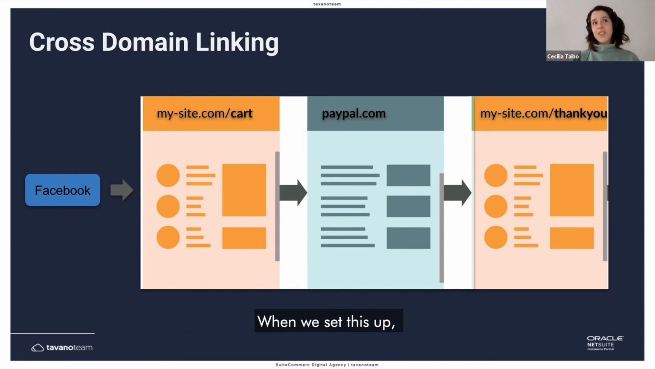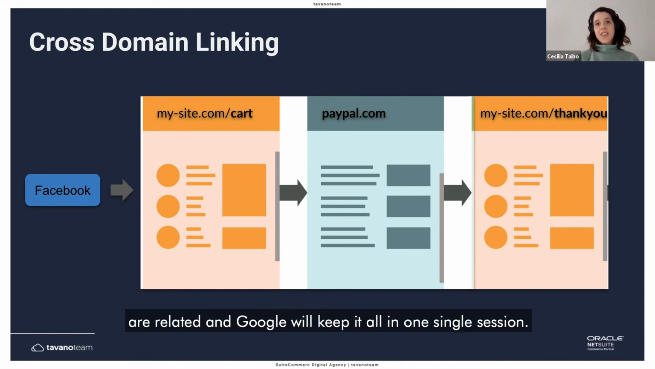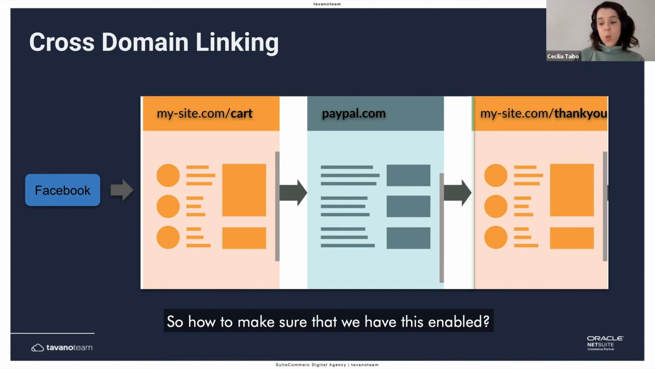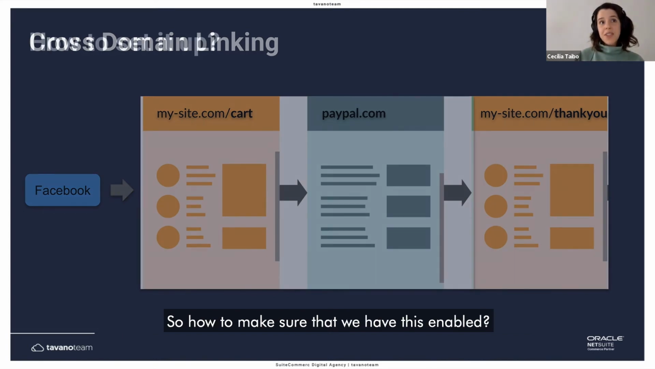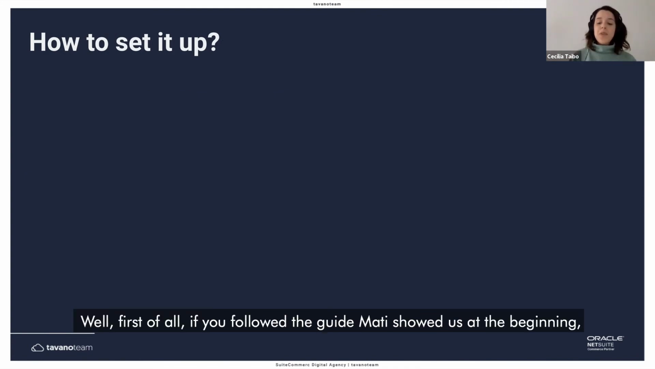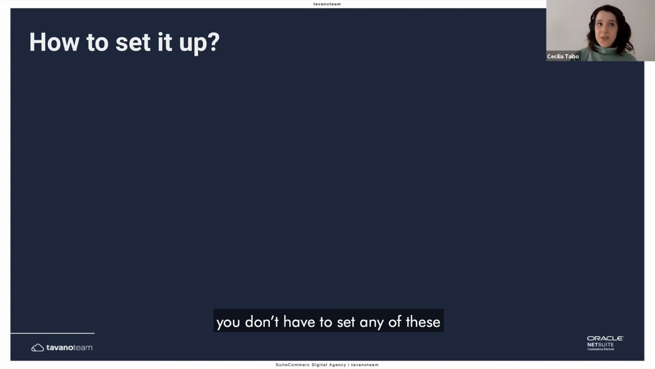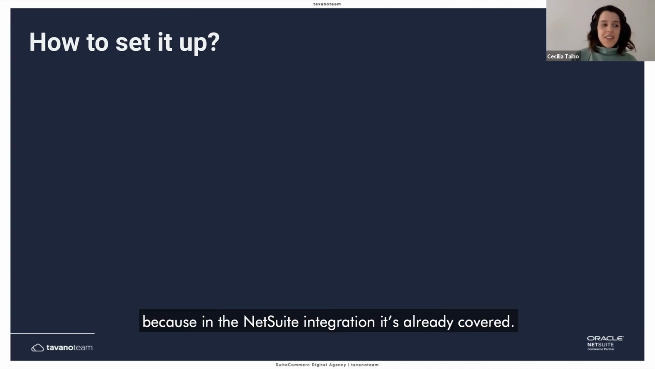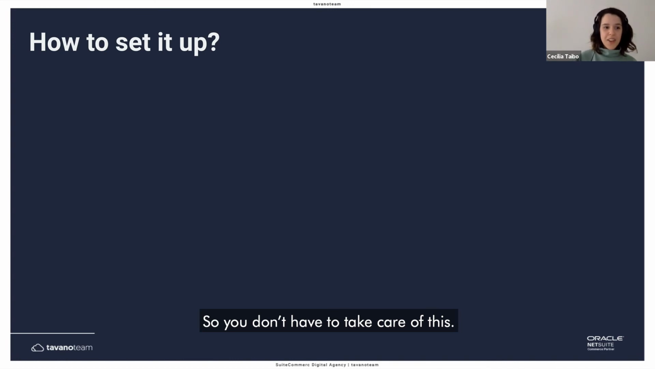When we set this up, we tell Google that all these visits are related and Google will keep it all in one single session. So how do we make sure that we have this enabled or correctly set up? Well, first of all, if you followed the guide Matias showed us at the beginning, you don't have to set any of this because in the NetSuite integration, it's already covered. So you don't have to take care of this.